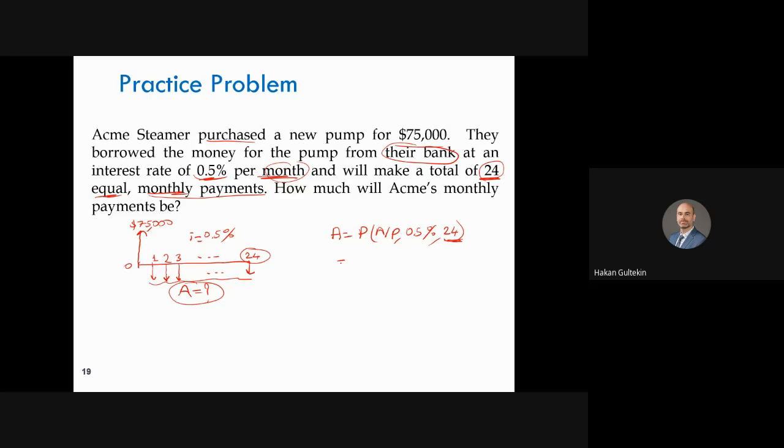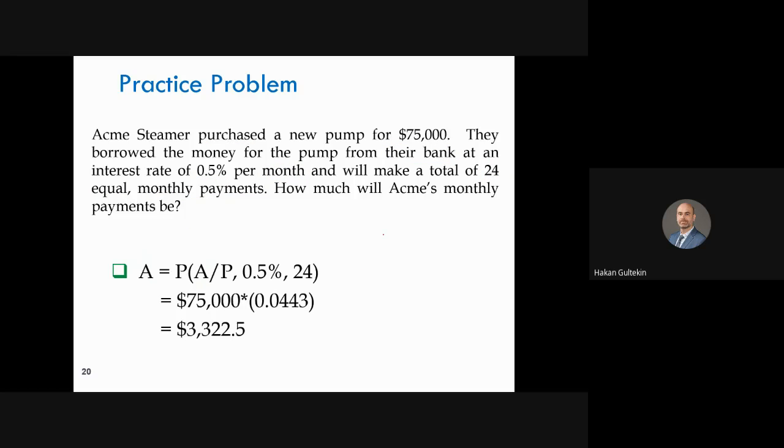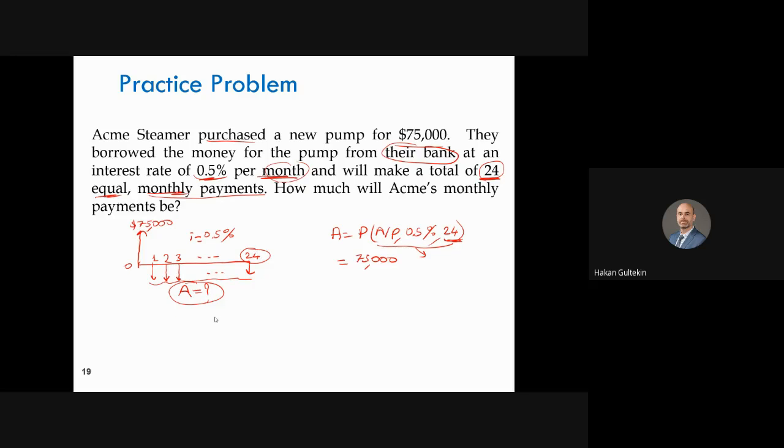Okay, and then for this example, we simply multiply the 75,000 with this factor that you can look at in your book, and that factor value is this much. And when you multiply, it says that this company will pay $3,322.5 each month for 24 months to the bank in order to pay the borrowed money back. Okay, so this is how we want you to solve this question.